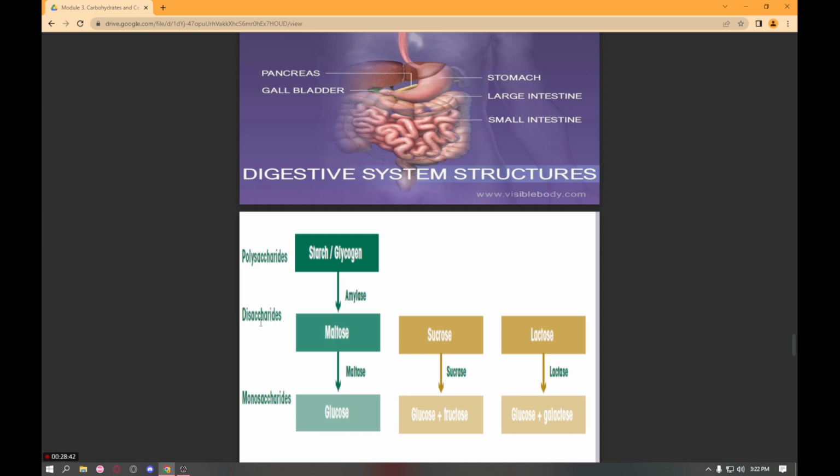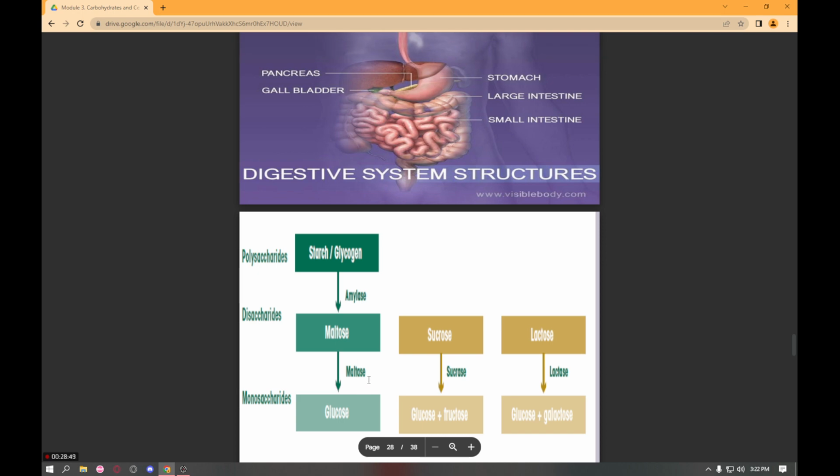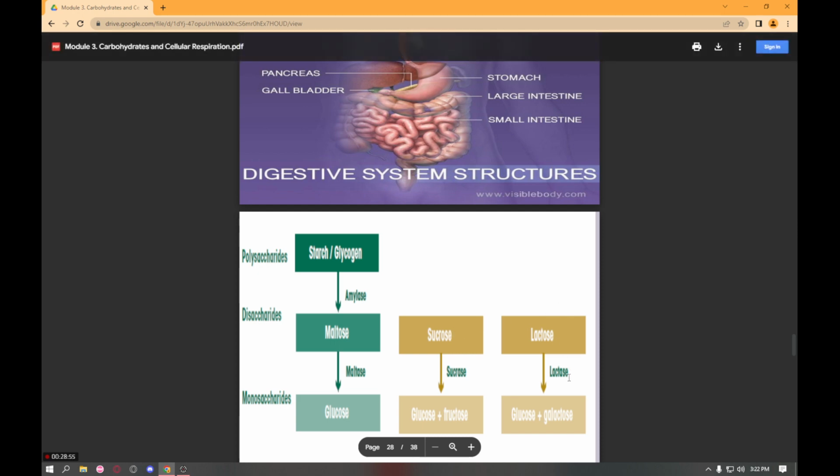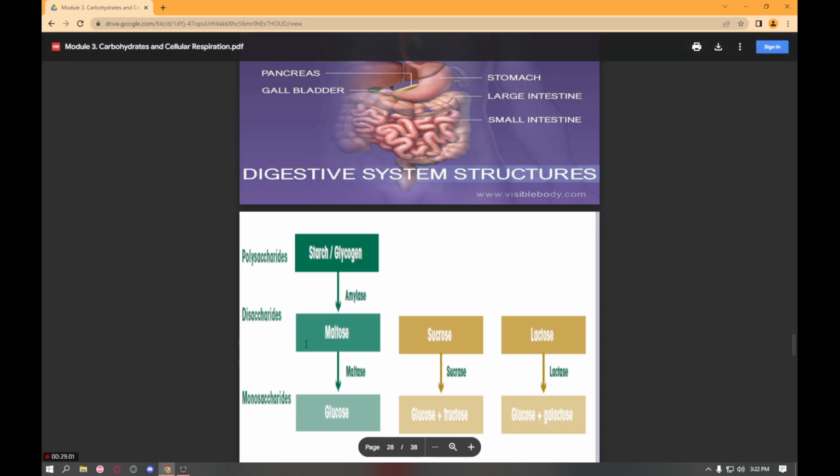So polysaccharides are converted into disaccharides. Okay, so these are your maltose, sucrose, and your lactose. And this one, through the presence of your maltase for the maltose, sucrase for the sucrose, and your lactase for your lactose. All of these are the enzymes that help to digest these disaccharides into monosaccharides.